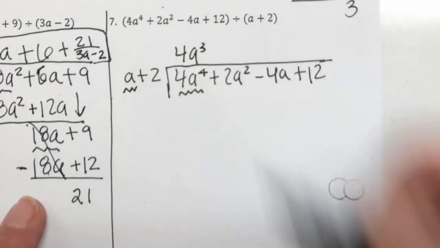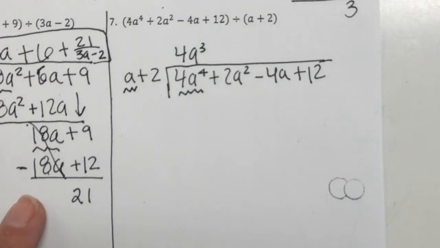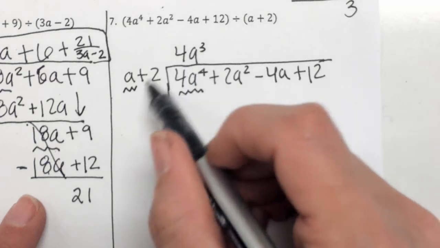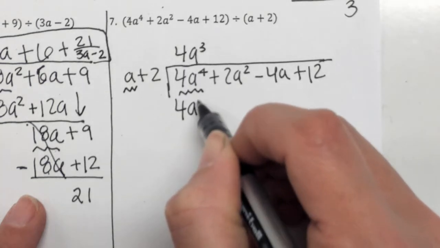Do I need to go over how we got that part? I think everybody got that one. Caleb, when I multiply this, I'll get what? 4a cubed. Good. And?